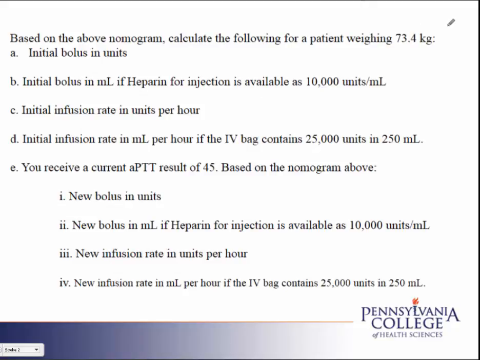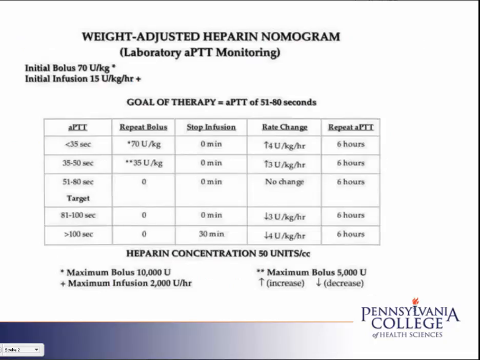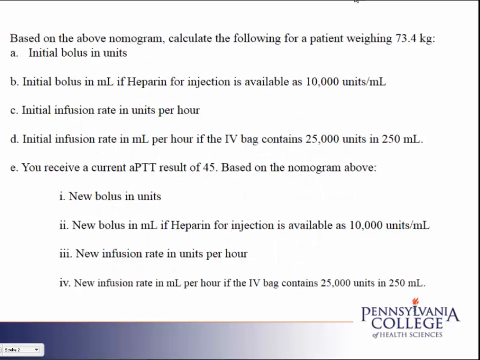Heparin protocol problems can feel overwhelming because there are so many steps. However, each step is very straightforward and not a lot of calculation. When we read this problem, it says based on the above nomogram, which is another word for protocol, calculate the following for a patient weighing 73.4 kilograms. Part A, we're to calculate the initial bolus in units. Looking back at our protocol, we see that the initial bolus is to be 70 units per kilogram and not to exceed 10,000 units. So we're ready to do our calculations.